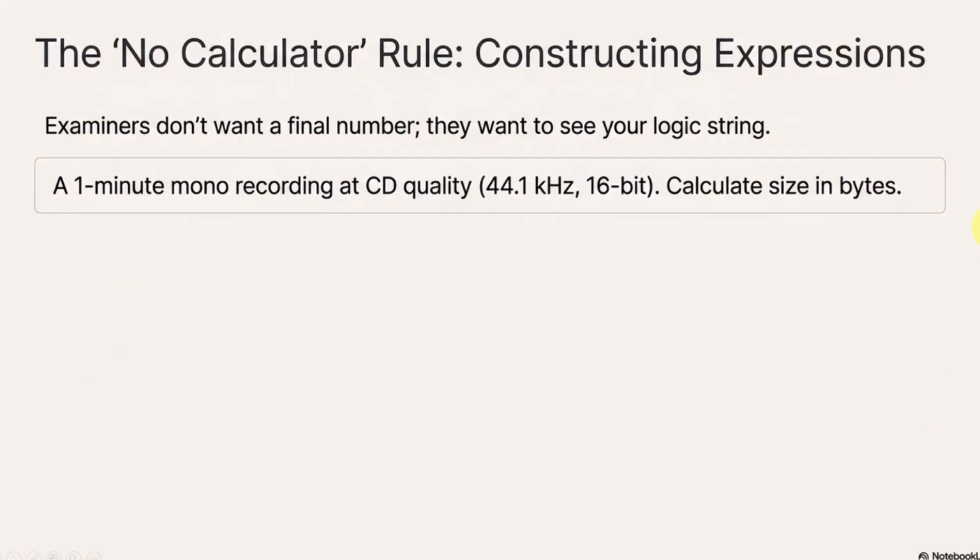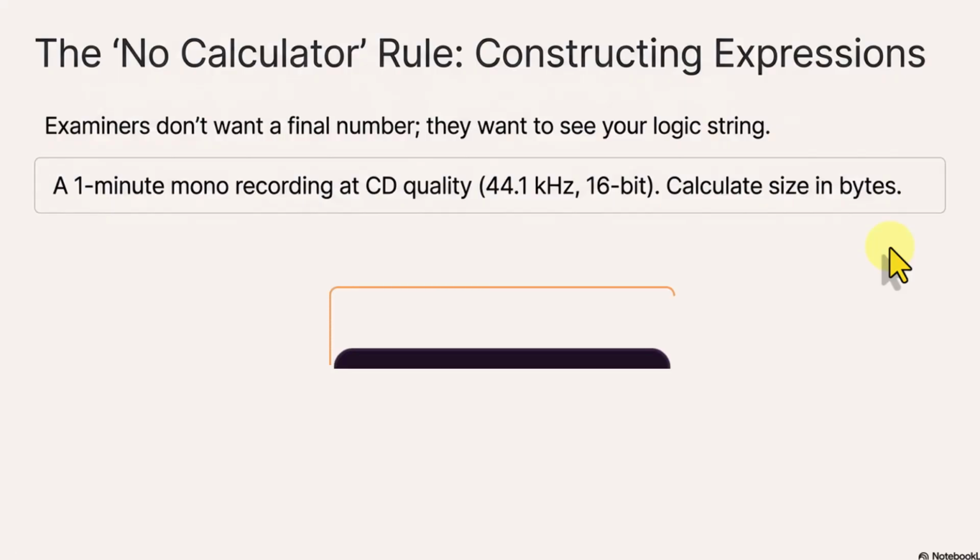The no calculator rule for your exam. Examiners don't want a final number in Edexcel. In Cambridge IGCSE, they do want it. So they want to see your logic string. A 1-minute mono recording at CD quality, which is 44.1 kilohertz and 16 bits. Calculate the size in bytes. That is the question. Pause the video, try to solve this question, then come back to see your result.